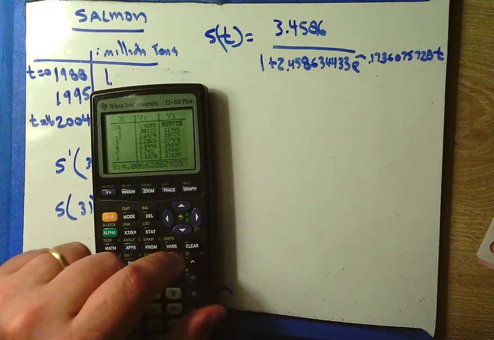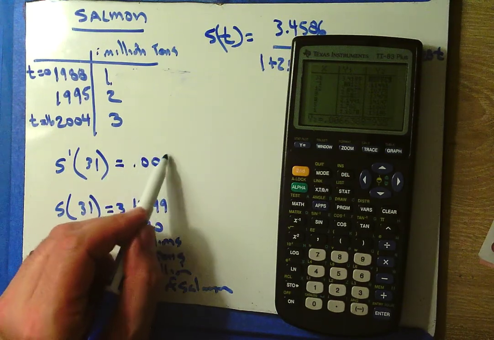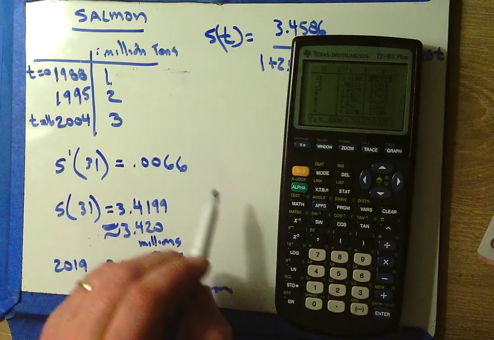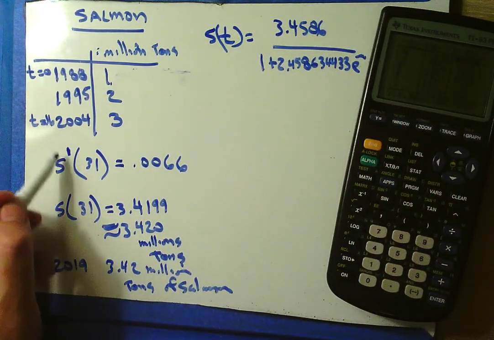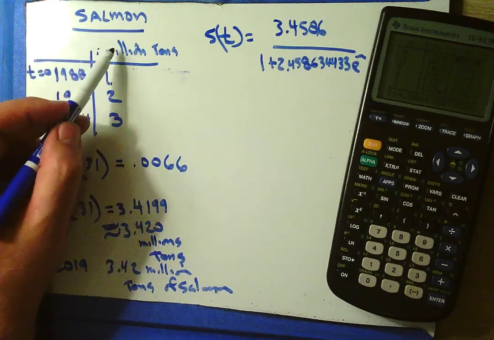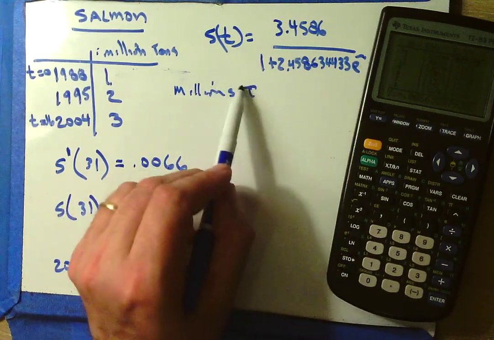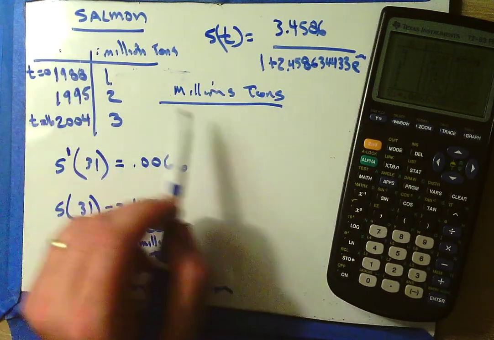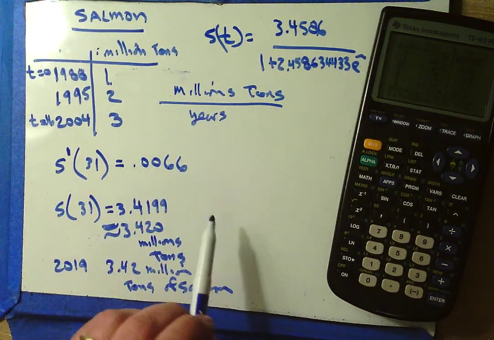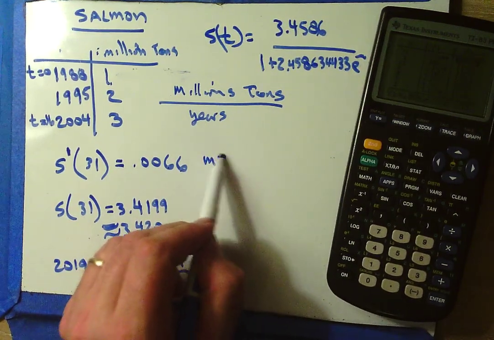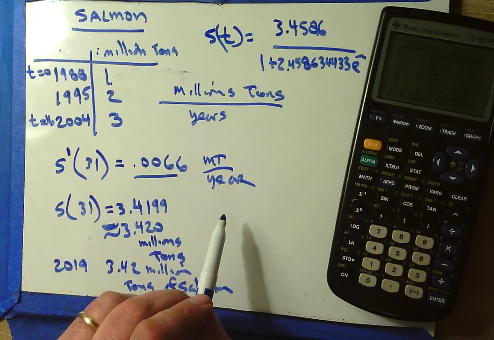So for 31, we've got 0.0066. And what are the units on this? Well, this is the rate of change, or slope, of S of t. And what S of t has is millions of tons on top and years on the bottom. So what do we see from this? We see we're going to have millions of tons per year. And we notice that this number is positive.